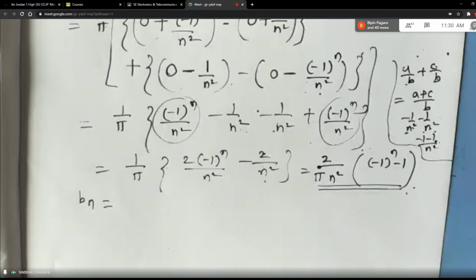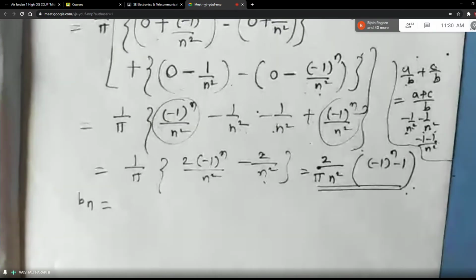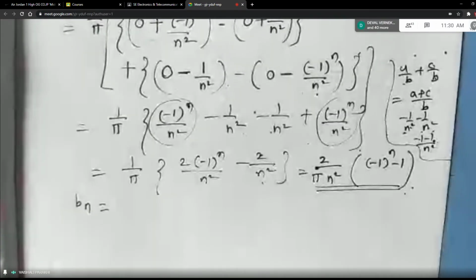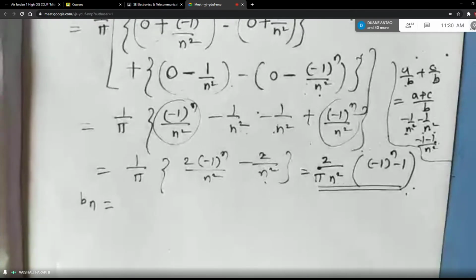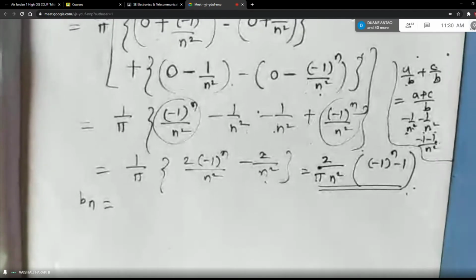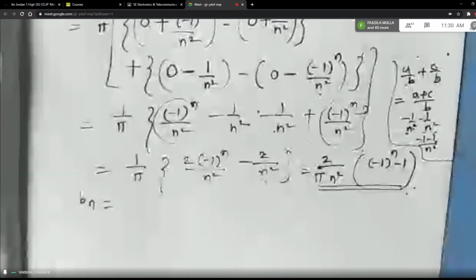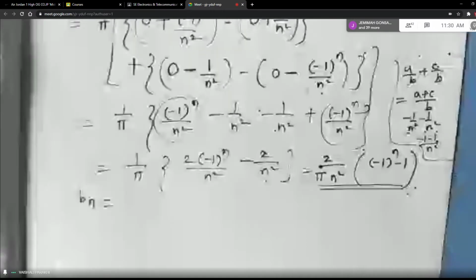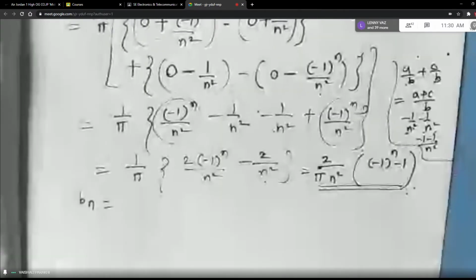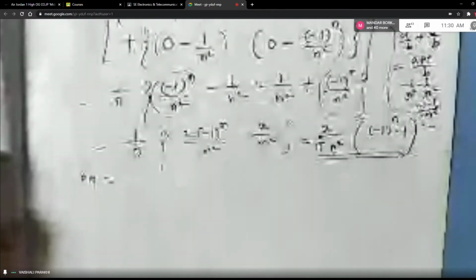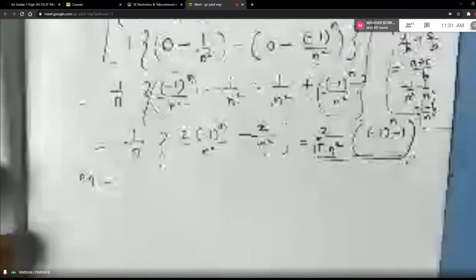Now let us go to Bn. Who will tell me quickly the formula for Bn, the students who have not answered? Utkarsh, tell me what is the formula for Bn. Quickly. Utkarsh, are you there? You have to unmute yourself, otherwise you are absent. So Utkarsh, I'm noting down your number.